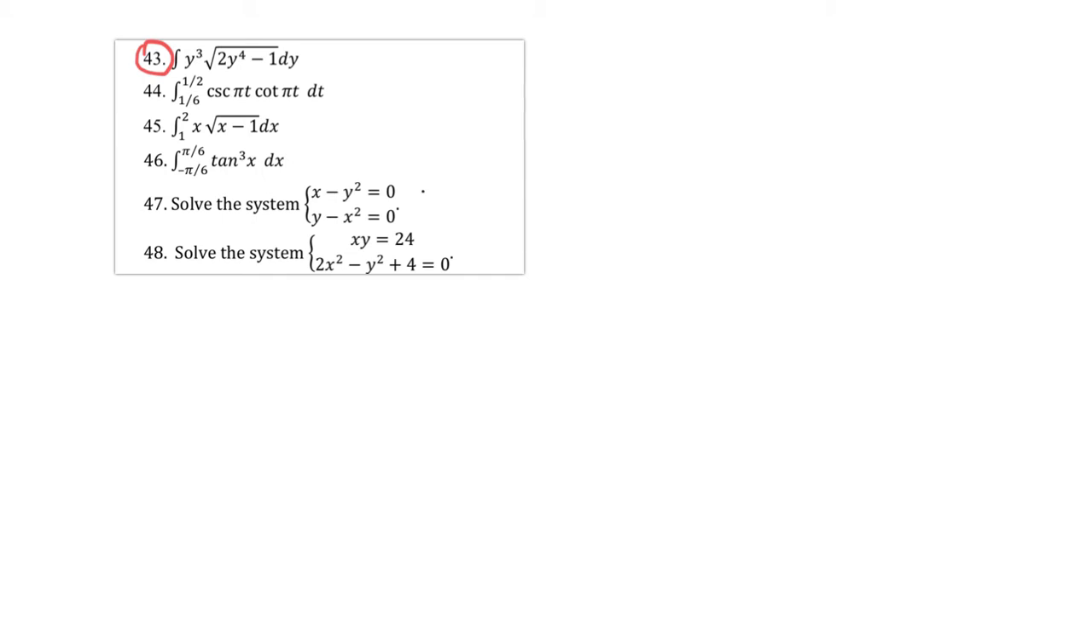U-substitution would probably be a good idea here because I can already see that when I take the derivative of 2y to the fourth minus 1, that's going to feature a y to the third, and that's probably going to be something that can cancel with this y to the third. So let's try U-substitution, and we're going to say that u is equal to 2y to the fourth minus 1. Therefore, du is clearly going to be 8y to the third dy.